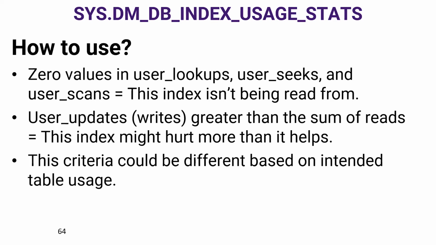So look for 0 values in the user lookups, user seeks, and user scans. Those 3 columns tell you about the read operations. Those columns tell you when the index has been beneficial from a reading standpoint. And then compare that to user updates. User updates tell you when the index was maintained. User updates tells you how many times you've paid the penalty for having that index in your table.